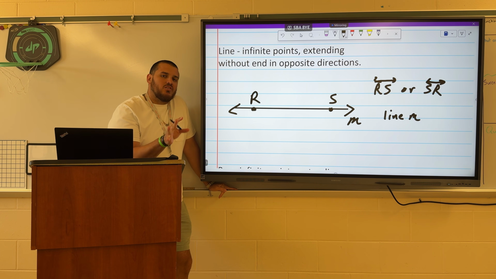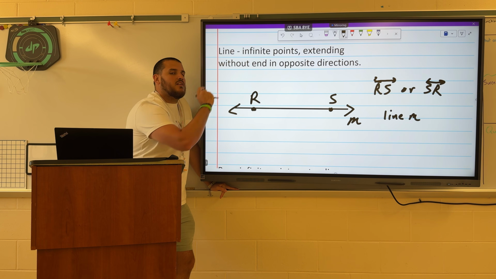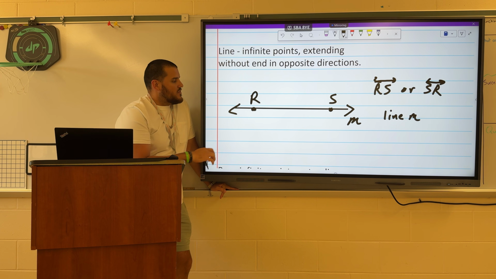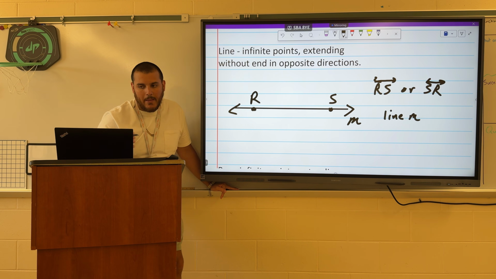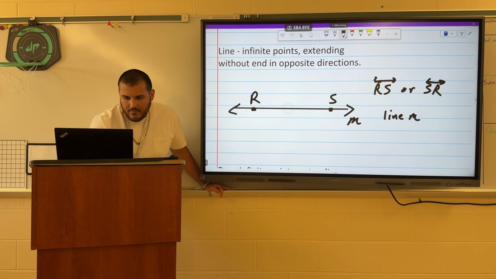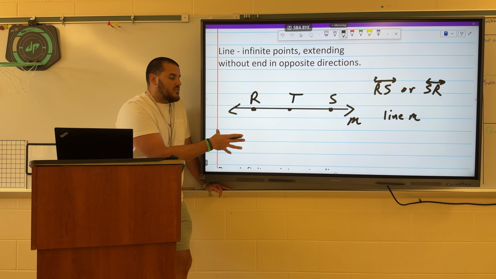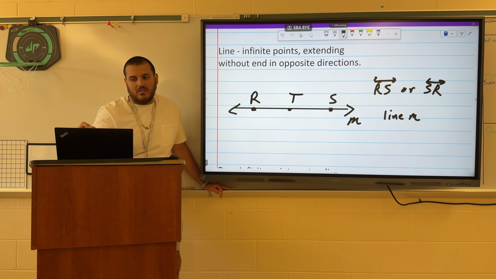Now lines can get a little confusing when we think about the infinite amount of points that are on them. There's more than just point R and S here, infinite points on the entire line. So if I labeled another point, T, it's important to understand how naming works in this scenario when we have more than 2 points. Okay?